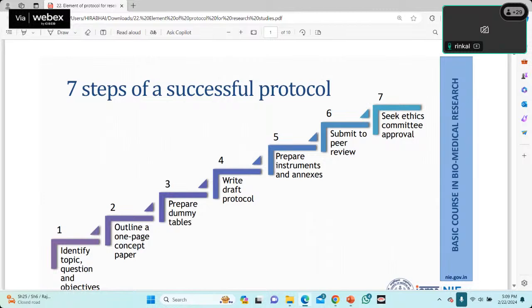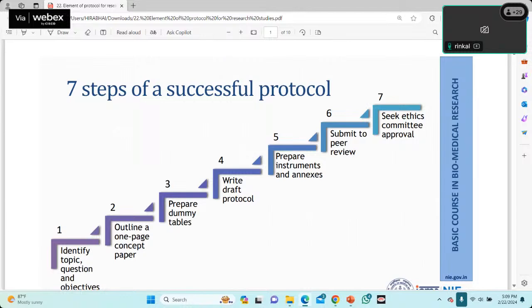So what are the instruments required? For example, say the demographic detail of COVID patient. So you require height, weight, blood pressure if we want to include. So these are the instruments which you will require. Annexures will be all the different, for example, patient information sheet, your informed consent form. Okay. Then you have a case record form. All that annexure you will prepare, and then you will submit for peer review.